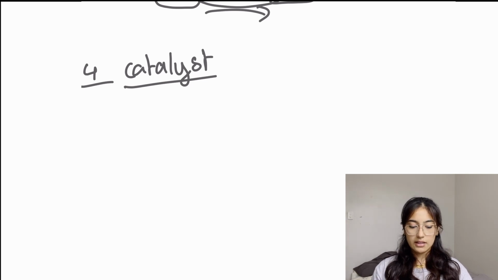A catalyst is something that decreases the activation energy of the forward or the reverse reaction, and therefore the reactions can just occur more quickly because they need less energy to get started. They'll just get started more often and faster and better. It doesn't actually have an effect on Le Chatelier's principle.